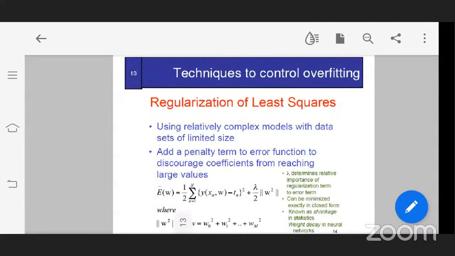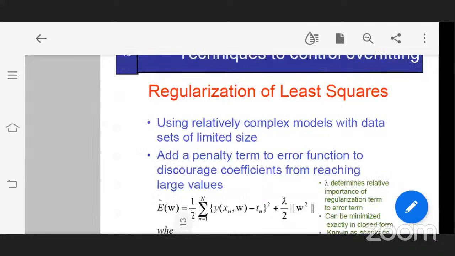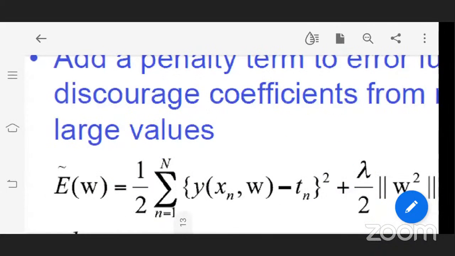Now this equation is called least squares. Have you heard of least squares? This is nothing but least squares: y of xn comma w minus tn whole squared, summation i equal to 1 to n, into half. That is called least squares.